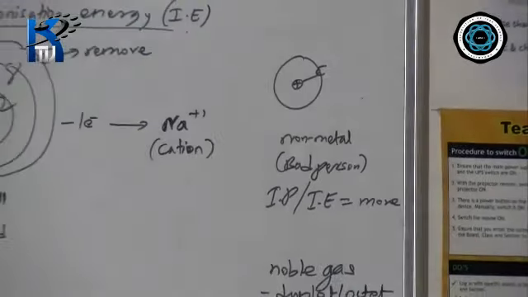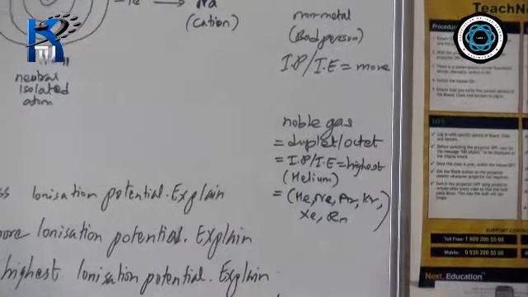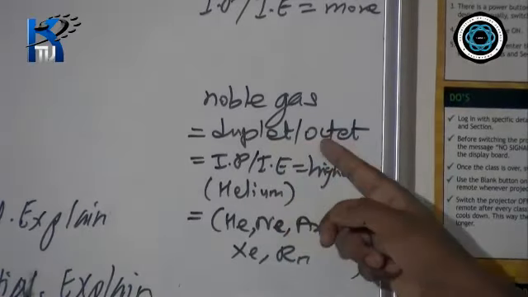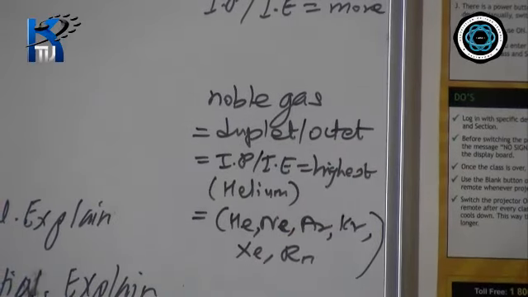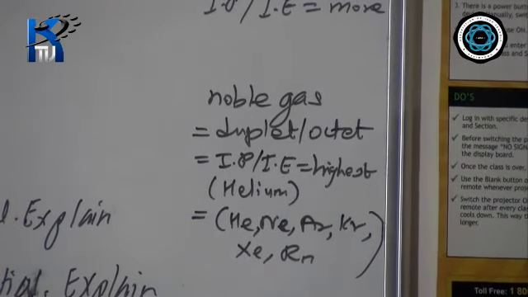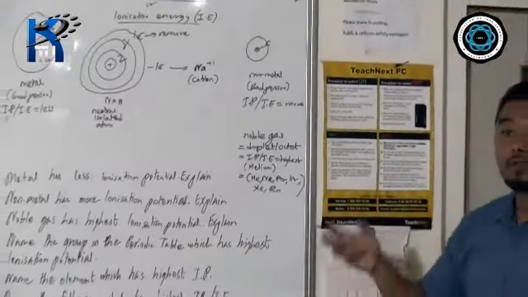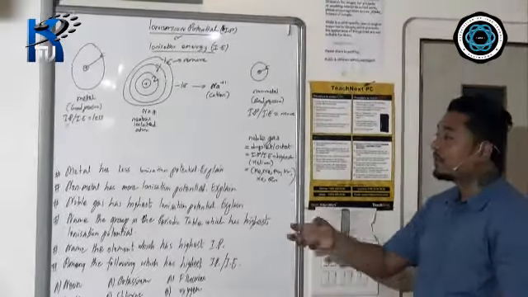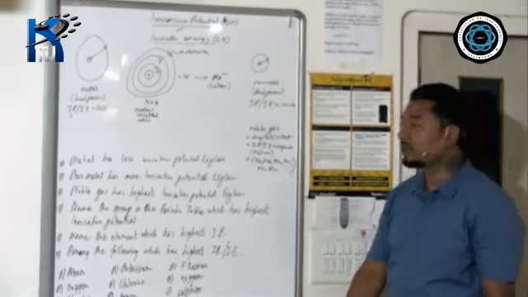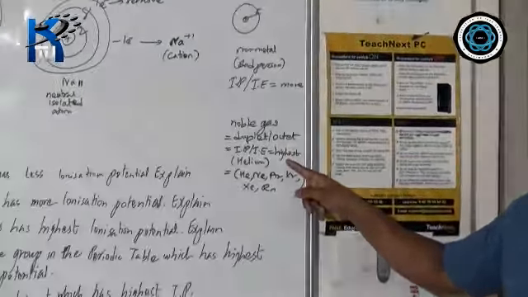Now we go to noble gases. In the case of noble gases, they have a stable electronic configuration, as I said in my previous class. Stable electronic configuration means duplet or octet. They have 2 in the first shell or 8 in the last shell. Since they are already stable, they will never lose an electron, nor gain an electron, nor share. As a result, if you want to remove an electron from a noble gas by hook or by crook, you need to put in lots of energy. As a result, its IP is highest. Its ionization potential value is highest.